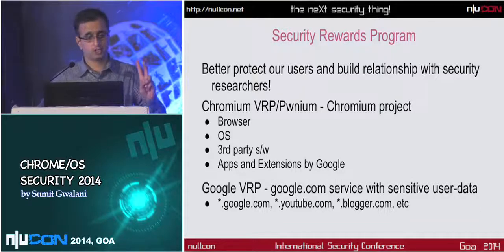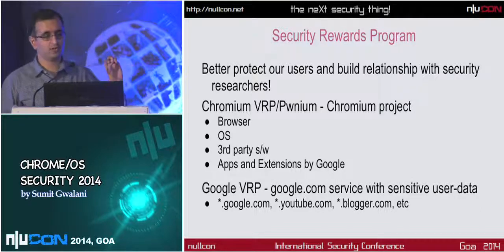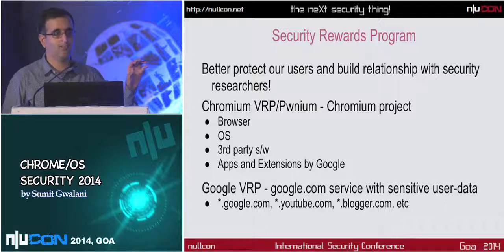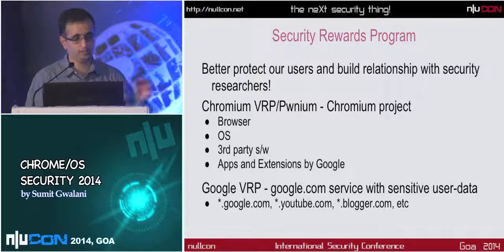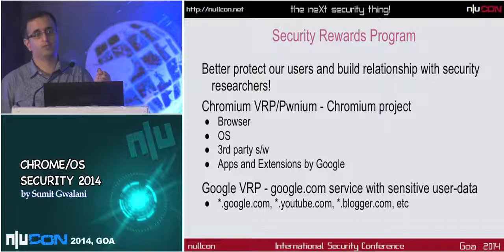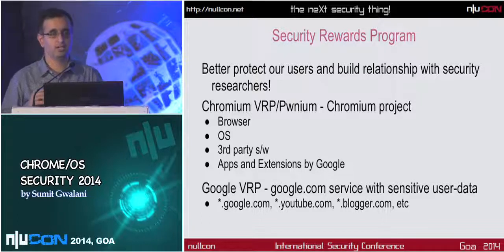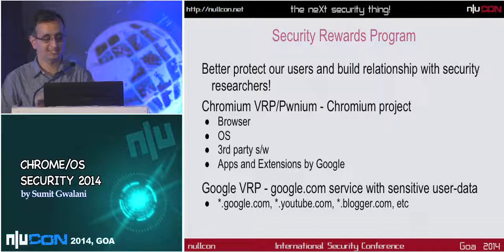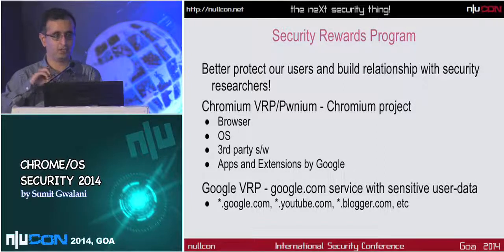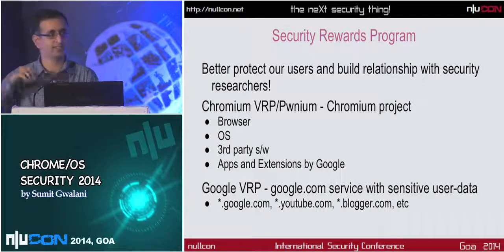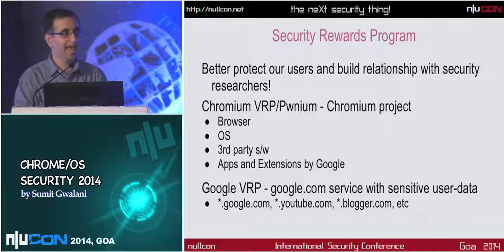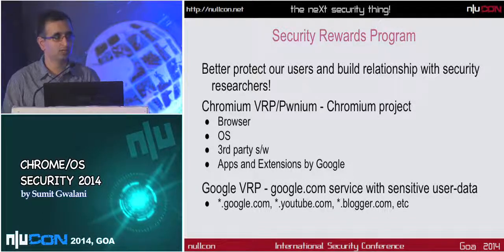We had two VRPs previously: the Chromium VRP and also the Pwnium project that we do. The Chromium VRP covers your Chrome browser, your Chrome operating system, some third-party software which is part of the Chrome browser or the Chrome operating system, and apps and extensions that are done by Google. The Google VRP covers some of the top Google sites.